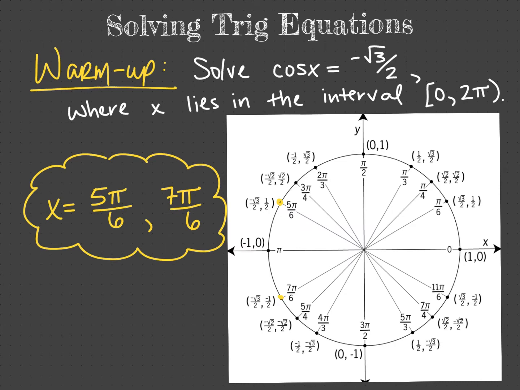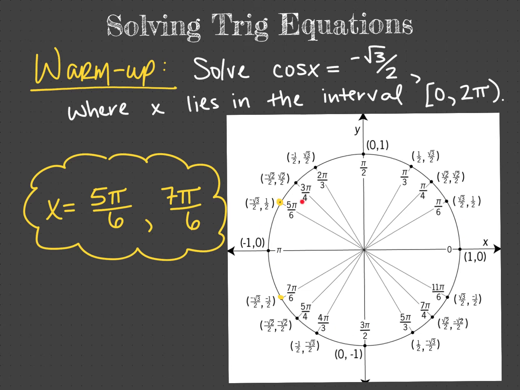Here is the solution. Our solution for cosine x equals negative root 3 over 2 is that x equals 5 pi over 6 and 7 pi over 6. Note that I'm not writing 5 pi over 6 plus 2 pi k and 7 pi over 6 plus 2 pi k where k is an integer, because we're asked that x lies in the interval from 0 to 2 pi. Now, if we added 2 pi k, that would mean starting at 5 pi over 6 and going around multiple times, or going backwards if k was a negative number.